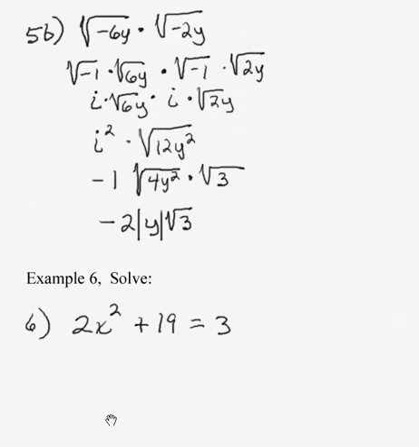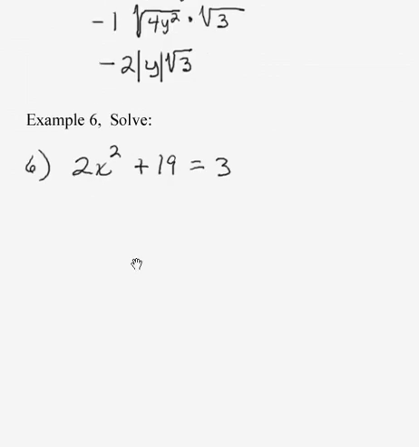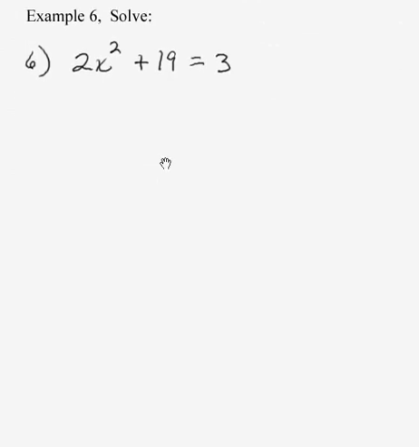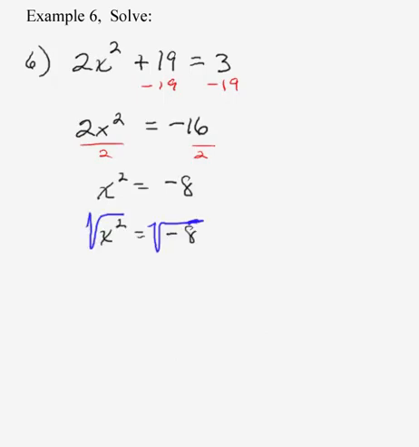Now that we've added, subtracted, multiplied, and divided imaginary numbers, let's move to solving some equations. Subtract 19 from both sides. Divide both sides of the equation by 2. Take the square root of both sides. The square root of x squared is the absolute value of x. And let's factor out the square root of -1.